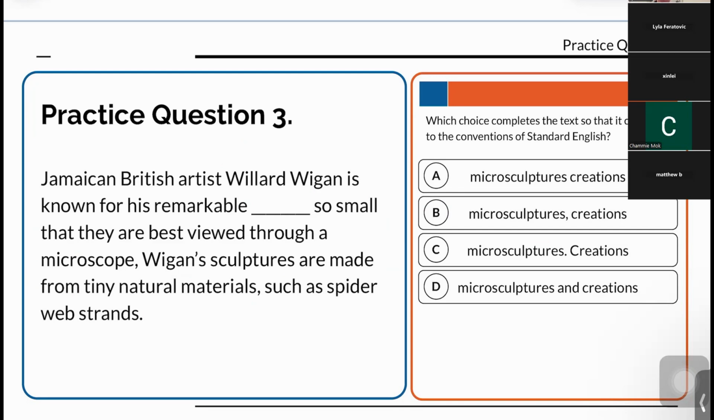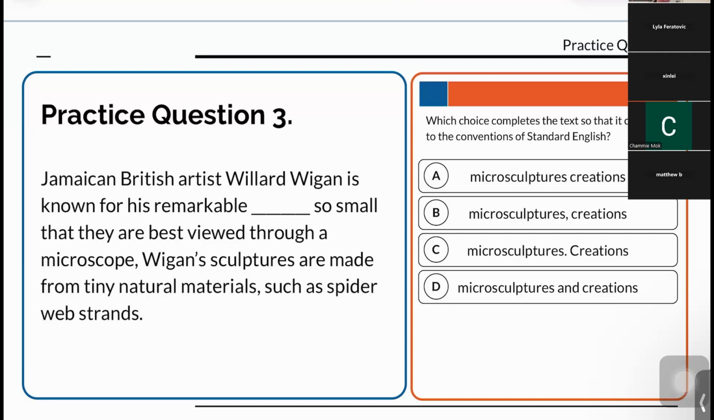All right, so let's break this one down. Same general idea as the previous ones, right? We see 4 versions of the same phrase with different combinations of either punctuation and conjunctions. We're trying to figure out where are our independent clauses and go from there. So this very first clause here, everything before the blank, Jamaican British artist Willard Wiggin is known for his remarkable, and then we would fill in microsculptures.